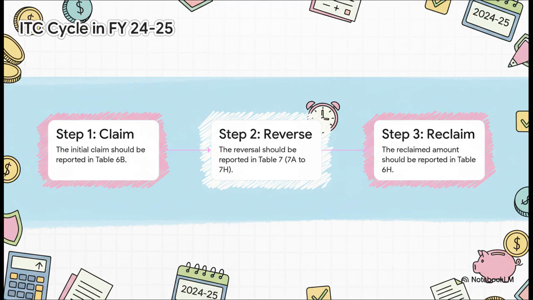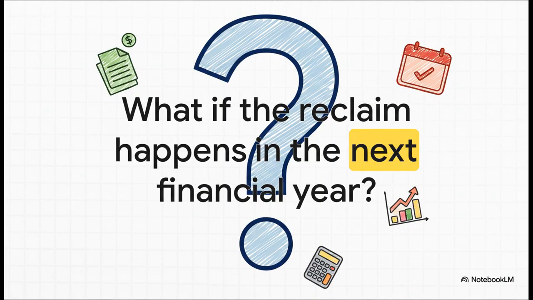This is pretty straightforward. Your initial claim? That goes in Table 6B. The reversal? You report that in Table 7. And then when you reclaim it, pop that number into Table 6H. Easy peasy. Okay, but what if that reclaim doesn't happen until the next financial year?